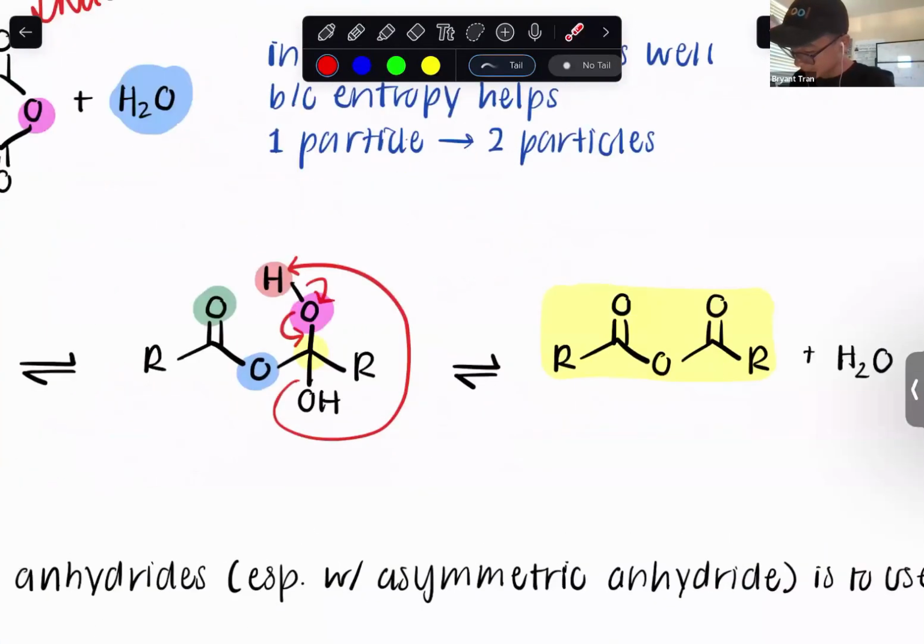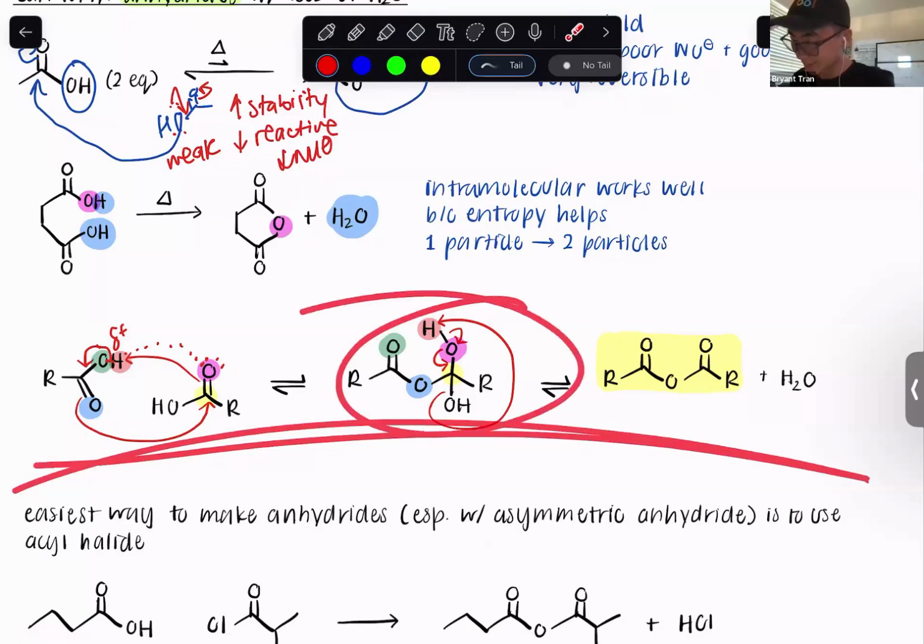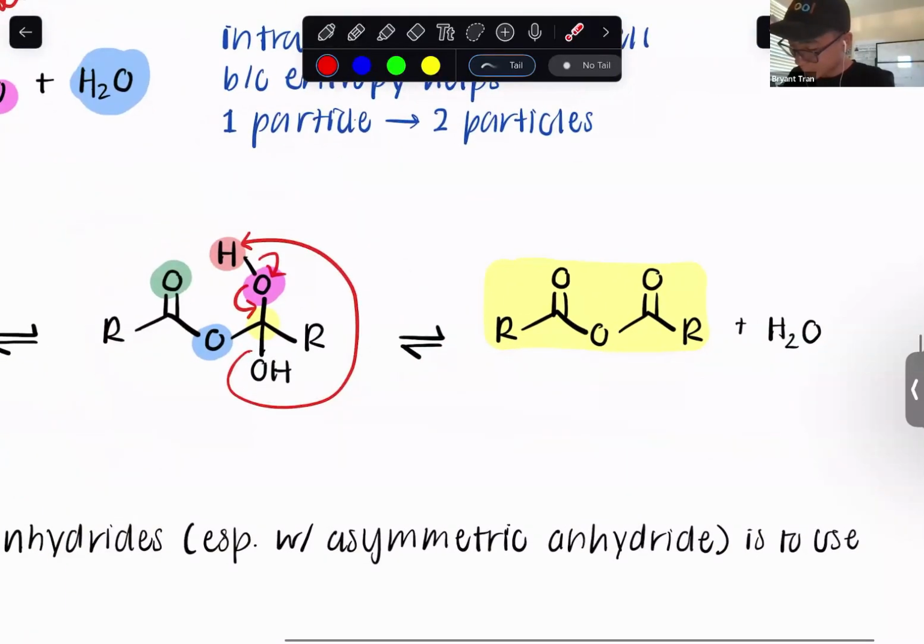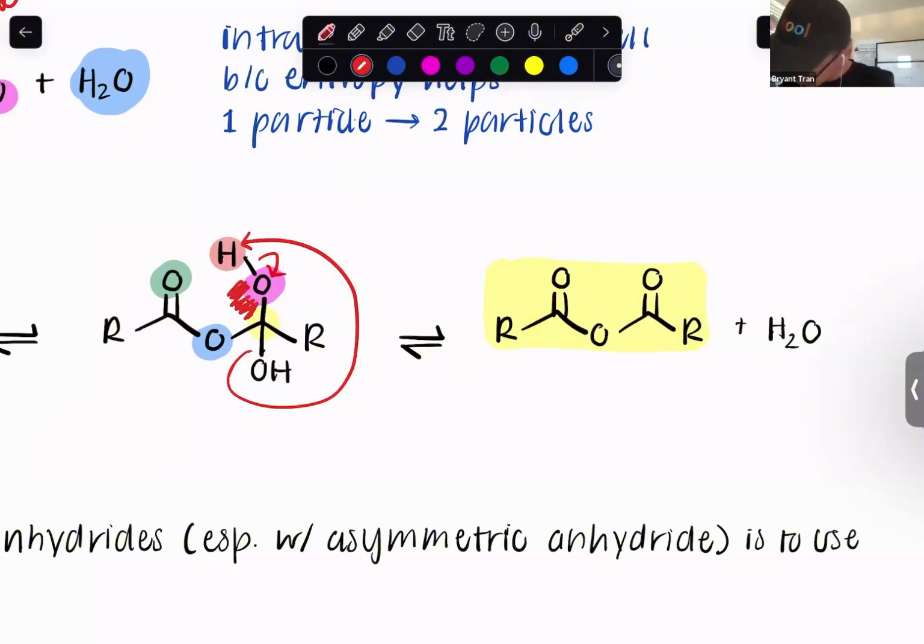Okay, I'm gonna do this step by step. I don't think this mechanism is gonna be tested because she skipped a lot of steps here. So what basically happened was this OH here gets protonated. So let's ignore the other arrows. Let's ignore that arrow. Ignore this arrow.